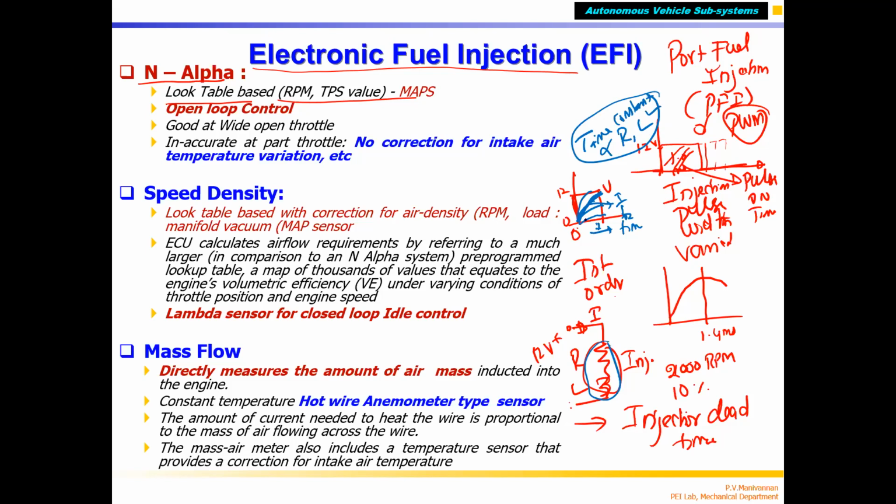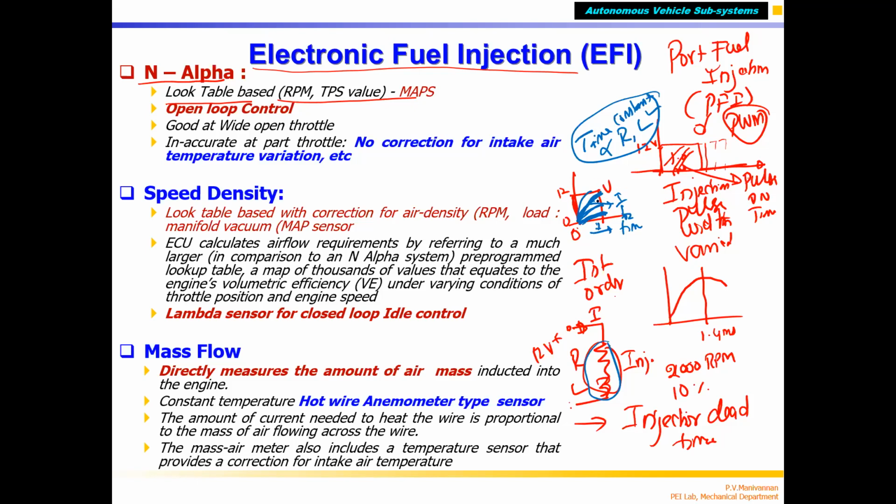Correct? If the time constant is bigger, even though I give a 12 volt constant pulse at t equals 0, for 1 millisecond, the current will rise slowly like this. This is a larger time constant. If the time constant is less, the current will rise quickly like that.